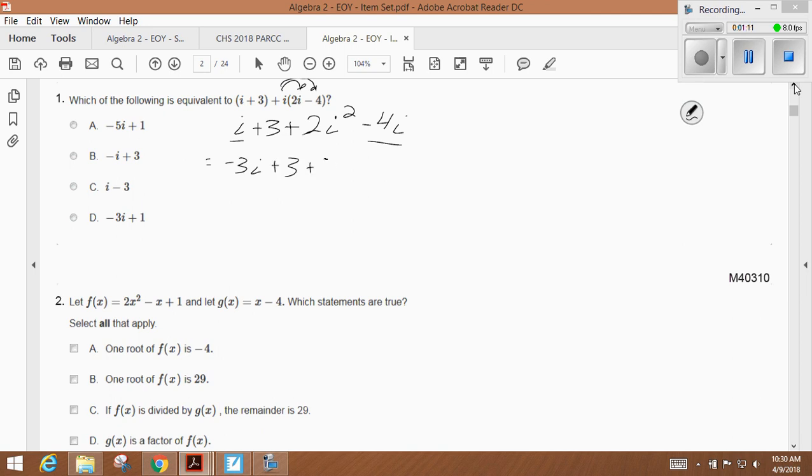And then I've got something going on here. Isn't i squared just negative 1? Fantastic. So then I have negative 3i plus 3. This becomes negative 2, right? So 3 minus 2 is negative 1. So choose D.